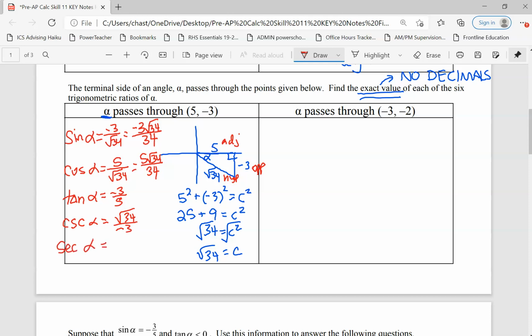Secant of alpha is going to be the reciprocal of cosine, radical 34 over 5. And the cotangent of alpha is going to be -5/3. Okay.